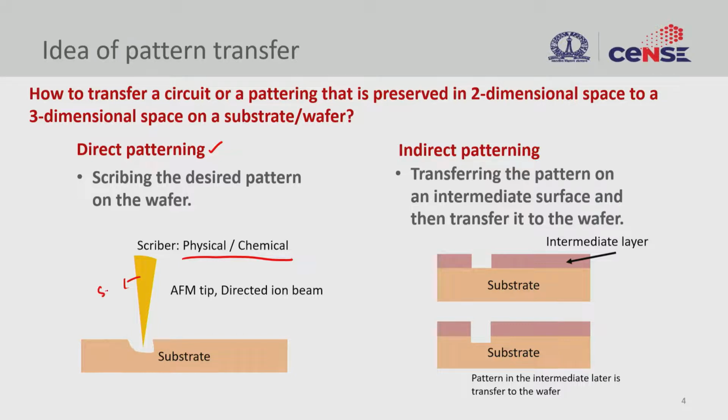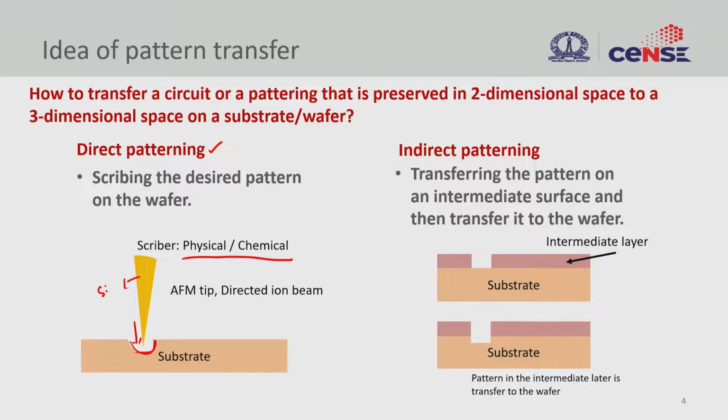For instance, it is made of, let's say, silicon, right? And then you can apply pressure onto the substrate and start removing the material. So when you remove the material, you start profiling the surface, right? And this profiling of the surface can result in pattern transfer. So this is one way of doing the transfer.